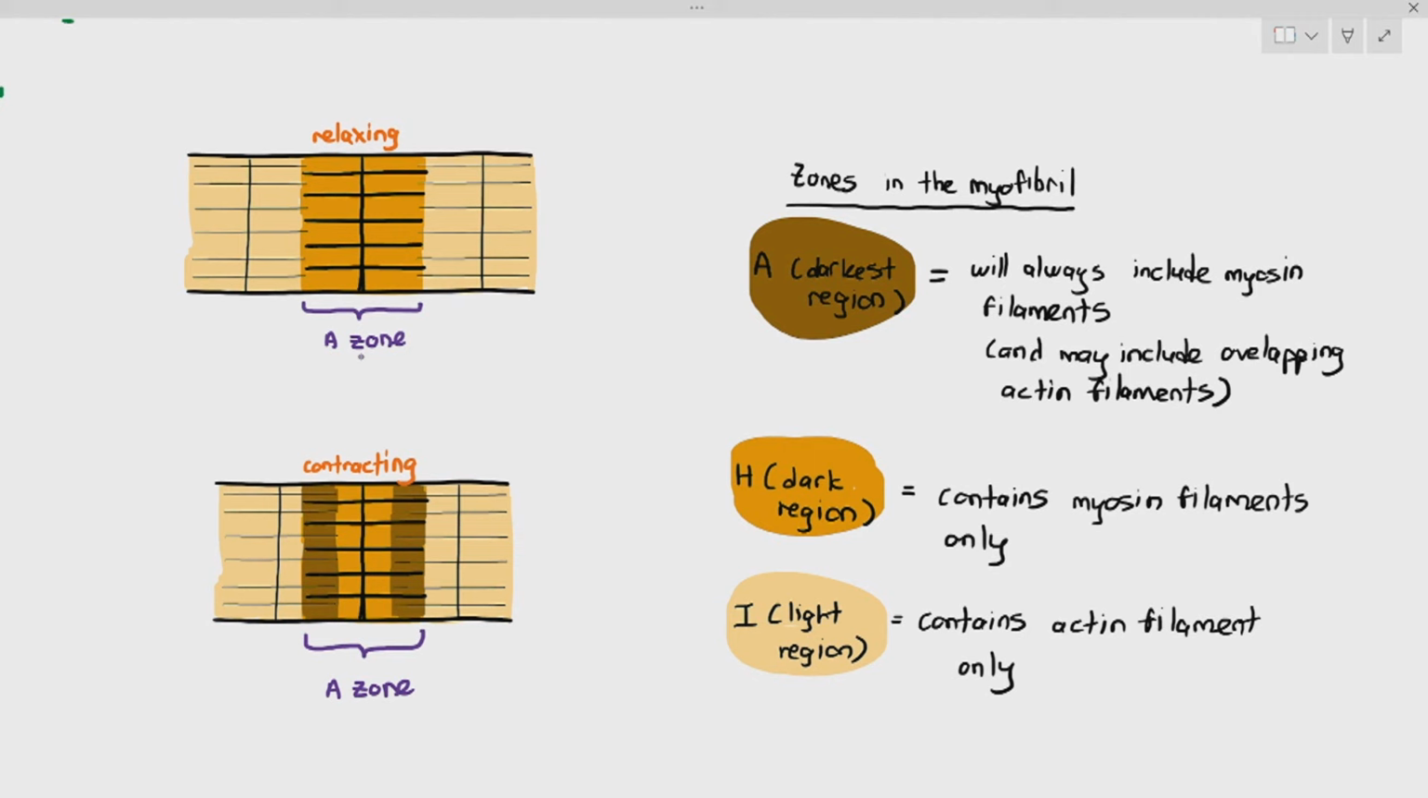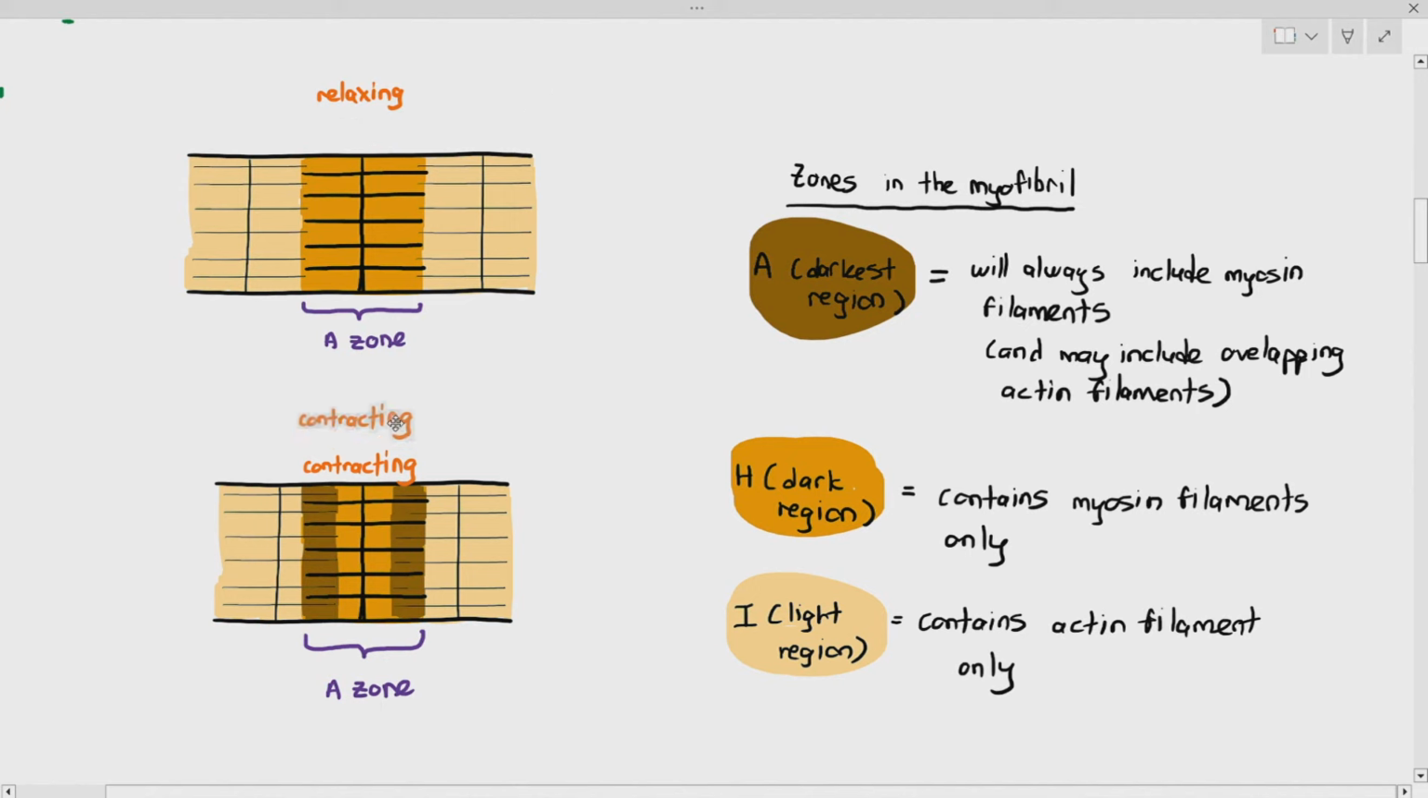So either when the muscle is relaxing or contracting, the A zone does not change. The A zone's length always remains constant. You need to understand that. It's a little bit confusing, I know, but you need to understand that part. Let's move on to the H zone. For the relaxed muscle, by definition, the H zone only contains myosin filament.